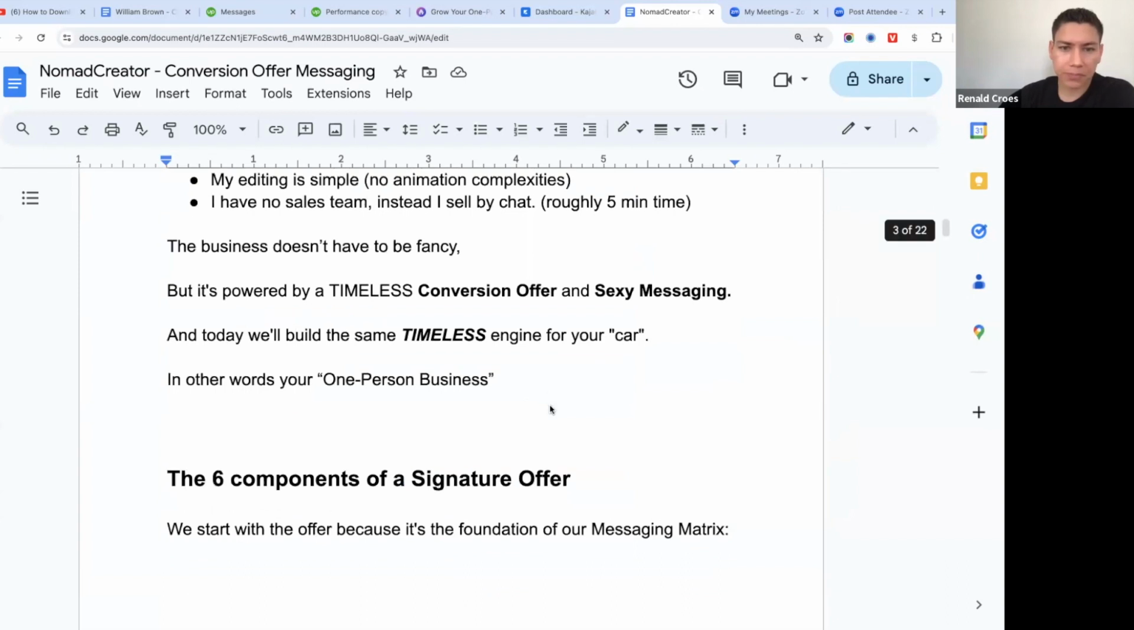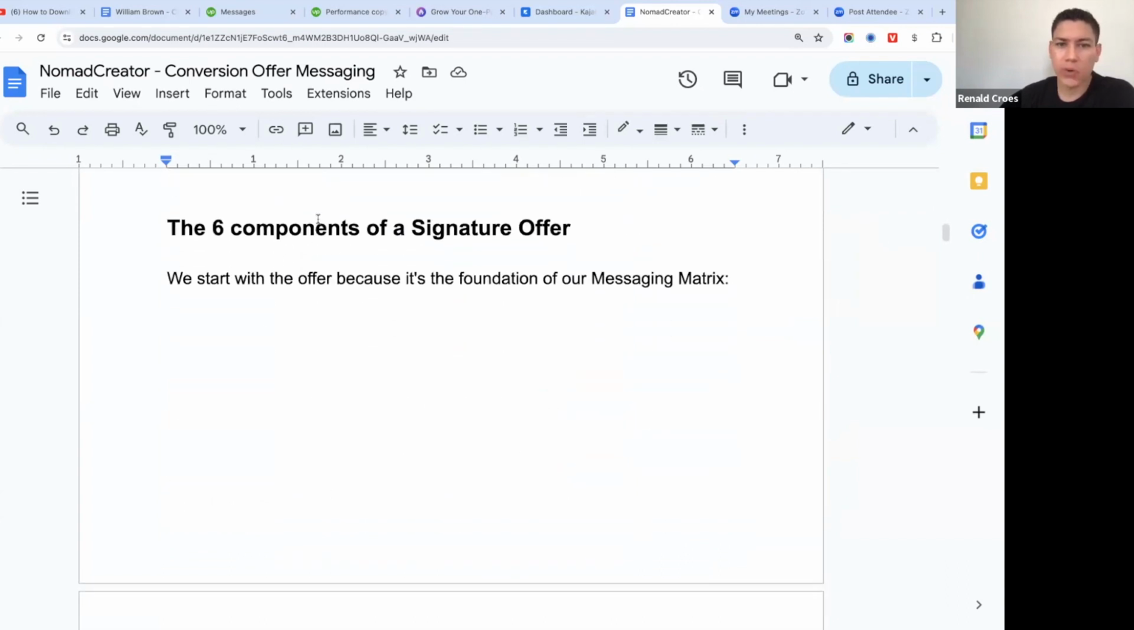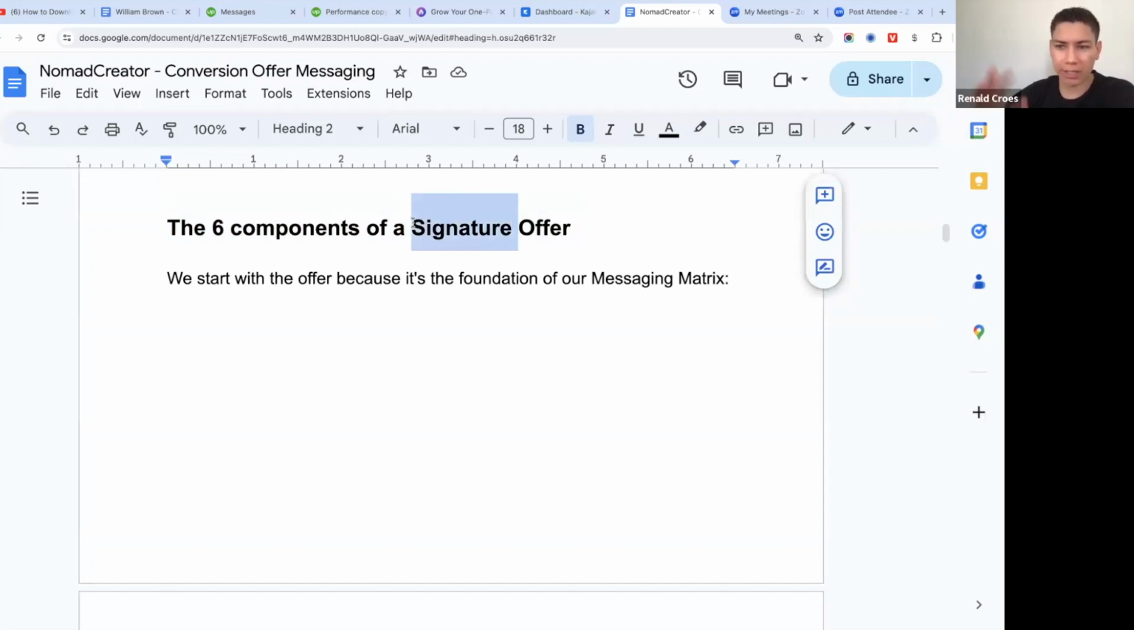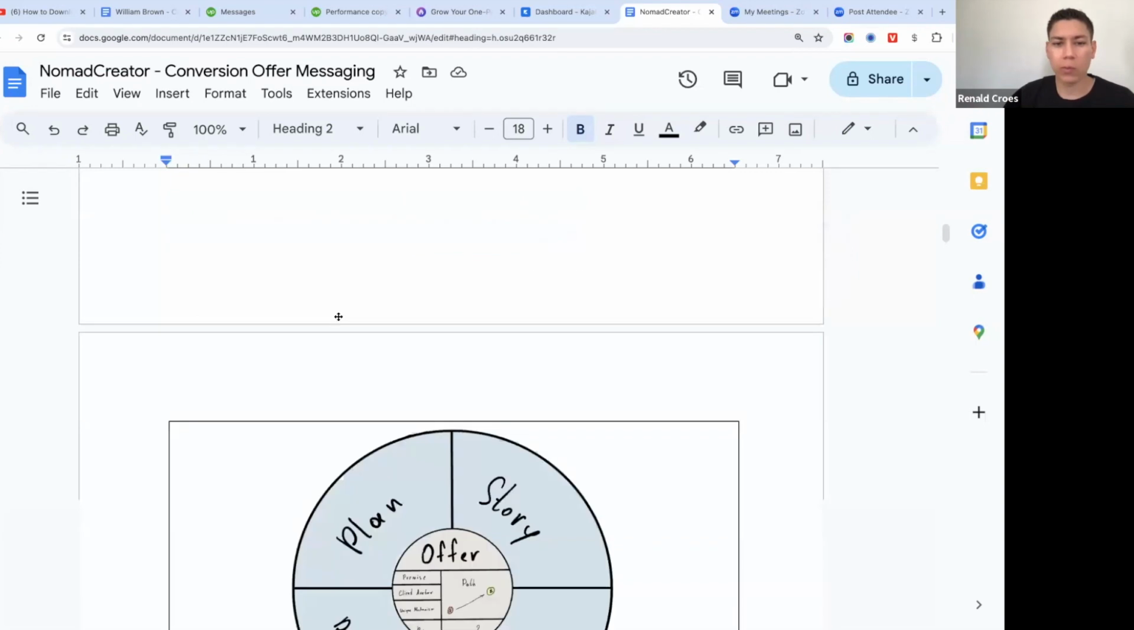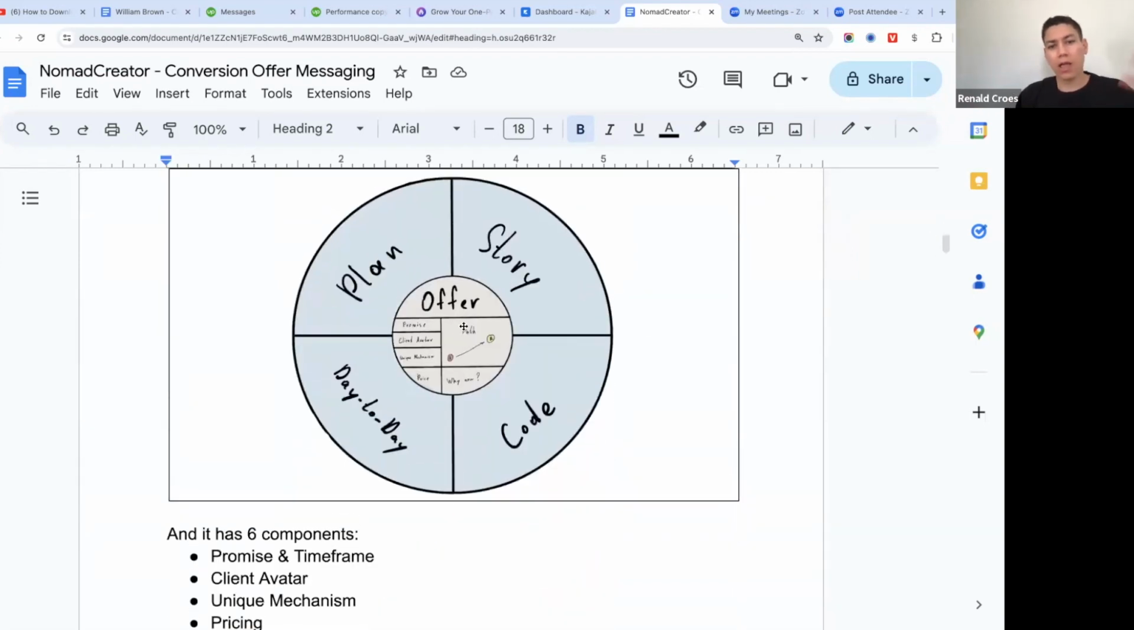All right. So when we go down, we want to look at the 6 components. How do we create that signature offer that you desperately want? The offer has to basically be converting by itself. How do we do that? Well, we follow this plan. So we have a plan, we have a story. The plan is I'm going to do X, Y, and Z. The story behind it is why you are doing X, Y, and Z.